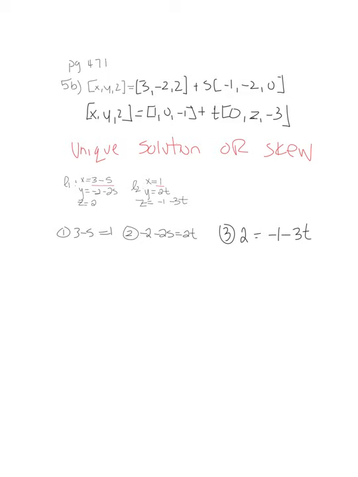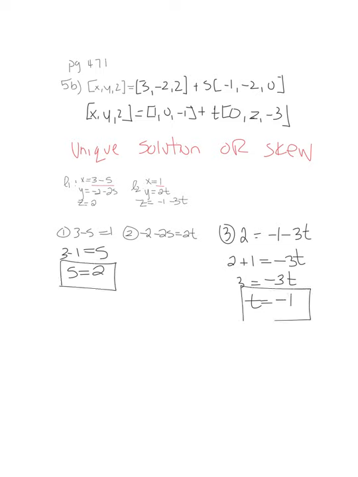When I look at this first equation, I know that I can easily isolate s. So 3 subtract 1 is equal to s, or s is equal to 2. And when I look at the third equation, I know that I can easily isolate t. So 2 plus 1 is equal to negative 3t, and 3 is equal to negative 3t, which means t is equal to negative 1. I didn't do anything with the second equation because it has both variables, so I know that it would be harder to isolate.